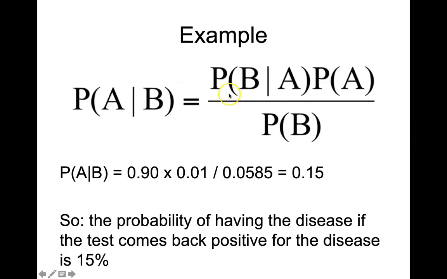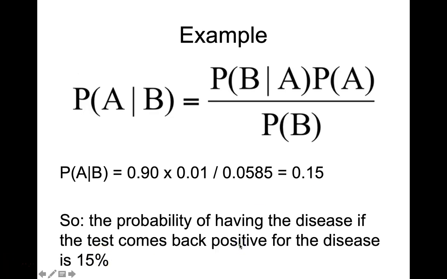So now we simply plug those into the equation. This number we calculated to be 0.9. This number we calculated to be 0.01. And this number we calculated to be 0.0585. So when you plug this into your calculator, you get 0.15. So if a person takes a COVID-19 test and the test comes back positive, the probability that that person has COVID-19 is 15%.